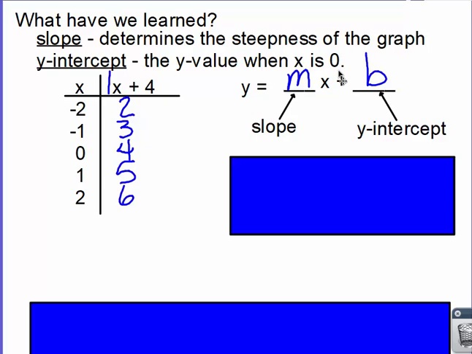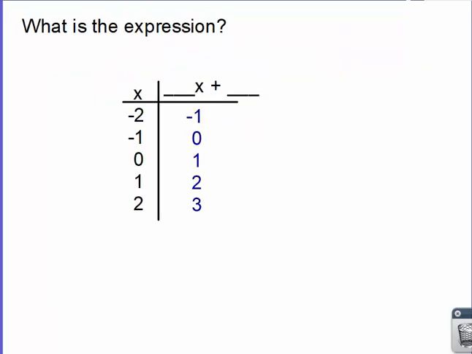In the next few T-charts, I'm going to give you a filled-in T-chart, and you're going to give me the expression. Let's see if we can practice that. Every expression that we're going to do in 7th and 8th grade is going to come in the form of blank x plus blank, which fits y equals mx plus b, where m is our slope and b is our y-intercept.